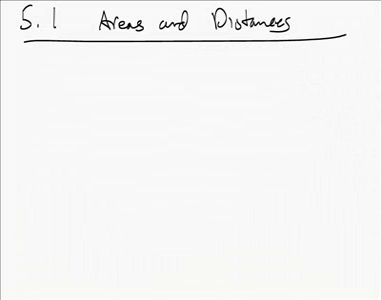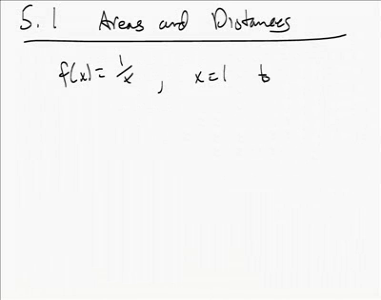Alright, let's continue our discussion of 5.1 areas and distances. I want to look at a visual example of one that we talked about in the last lecture, when we were looking at the area under the curve from x equals 1 to x equals 3 of the function f of x equals 1 over x. Remember, that's one of the examples we looked at, x equals 1 to x equals 3.